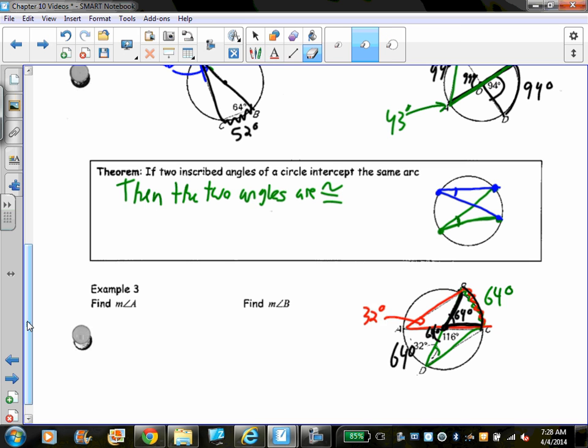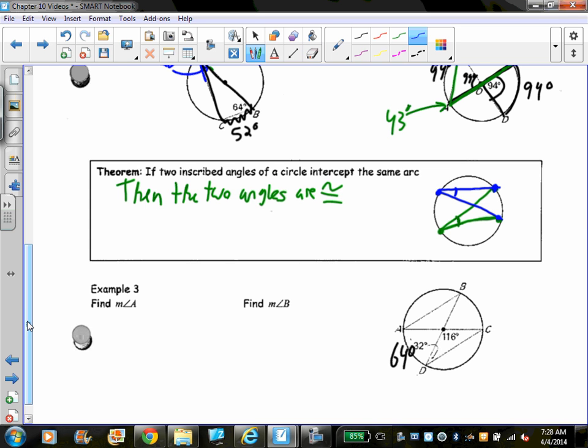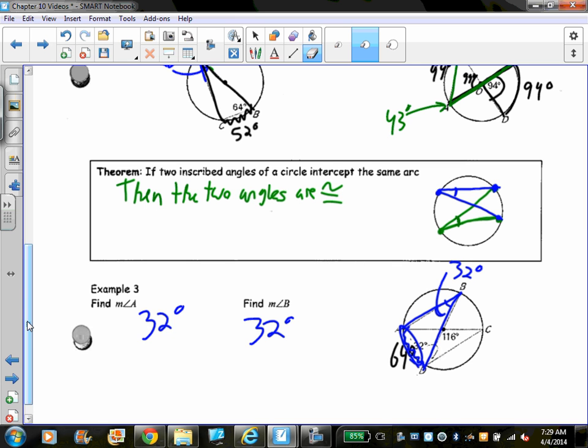Let me clean the picture up a little bit before I show the last part of this. So we know that arc AD is 64 degrees. Notice that angle B is opening up to it. Inscribed angle over here, intercepted arc down here of 64 degrees. For that to work, that means that angle B also needs to be 32 degrees. So angle A and angle B were both 32 degrees. And we use sort of a combination of these theorems to help us see that.